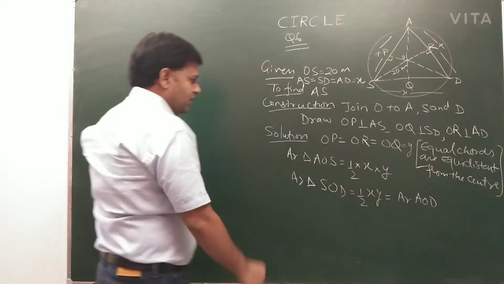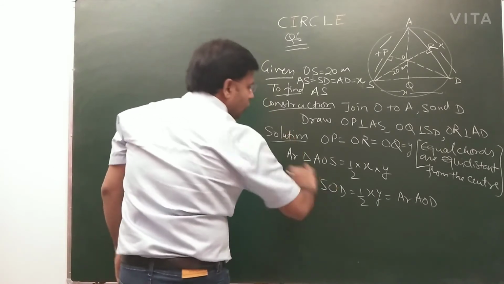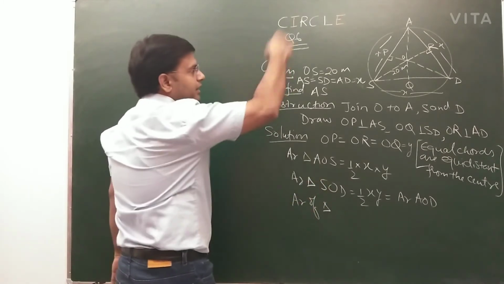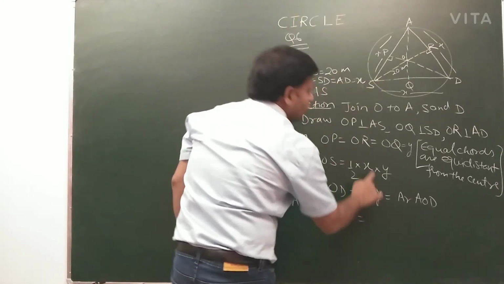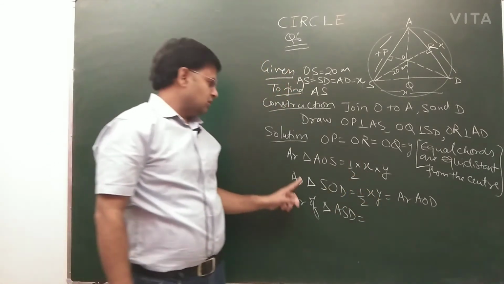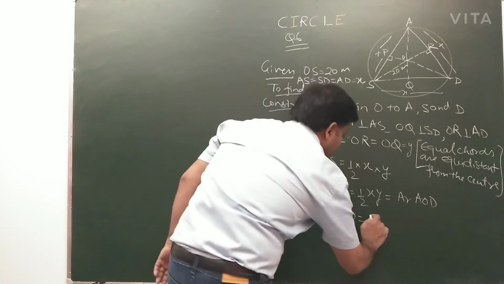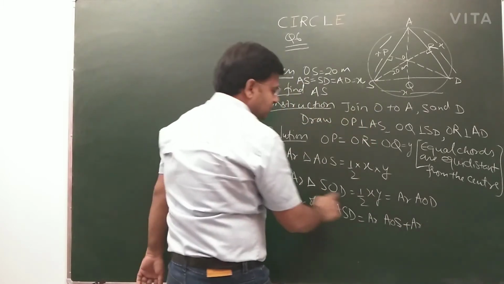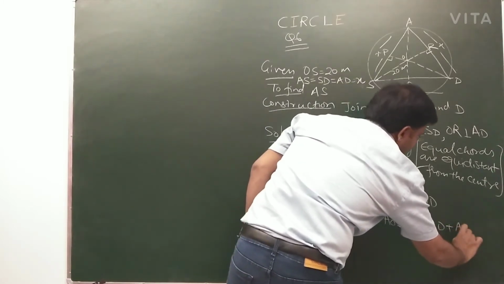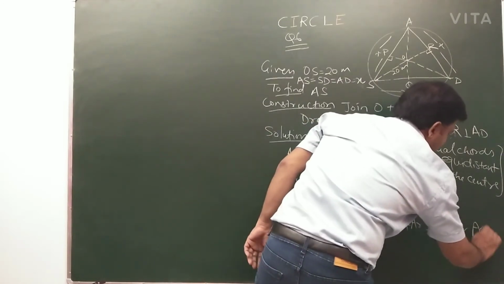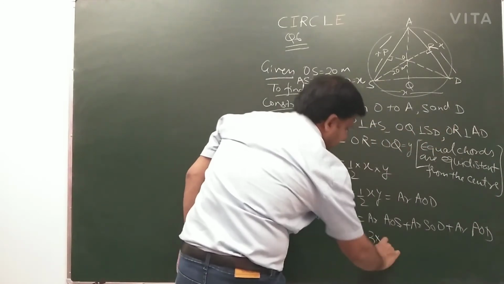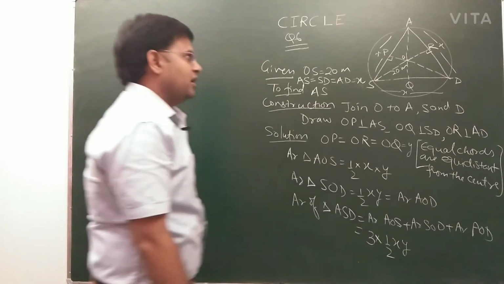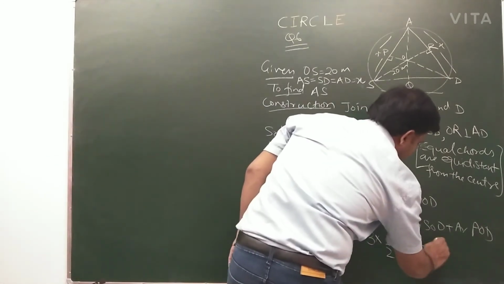We have assumed this as y. So you can now see that all areas are equal. So if I talk about the area of triangle ASD, the complete triangle, in which all these triangles are coming, it is area AOS plus area SOD plus area AOD. All are equal, so you can write this as 3 into the area, 1 by 2 x into y. Mark this result as 1.